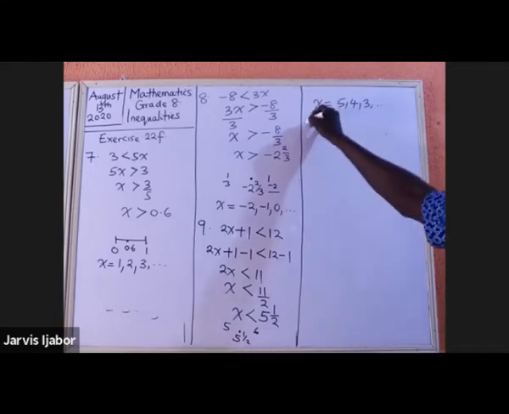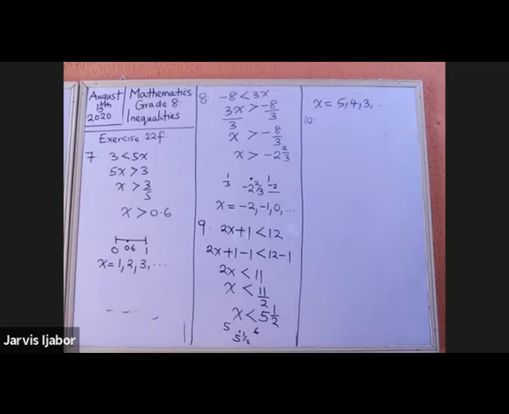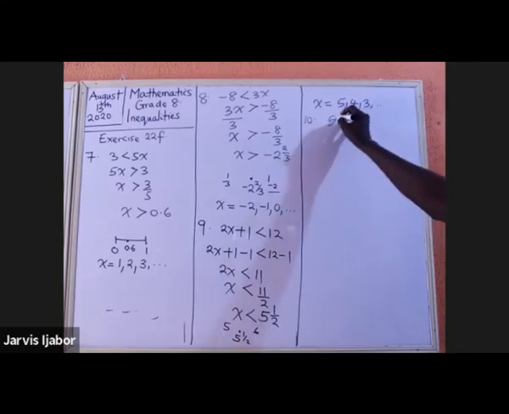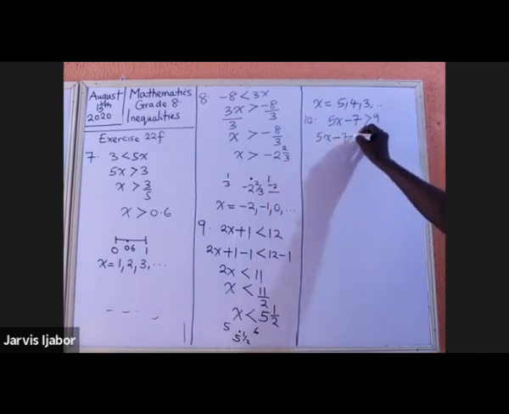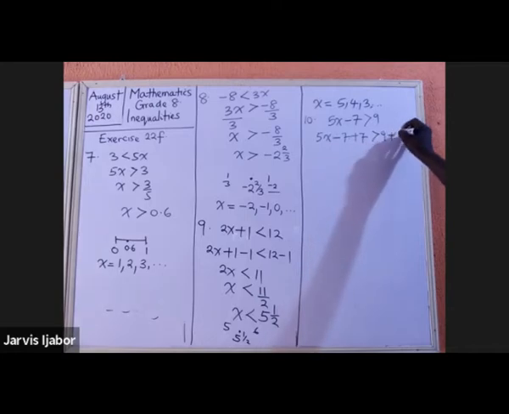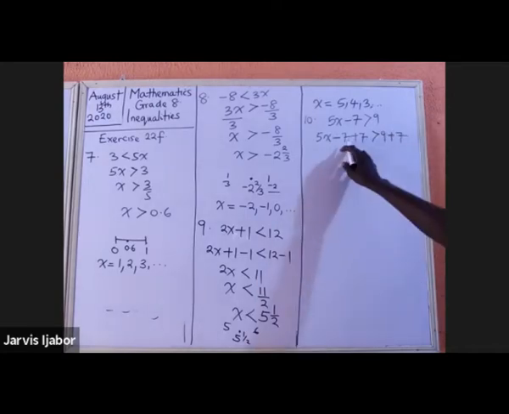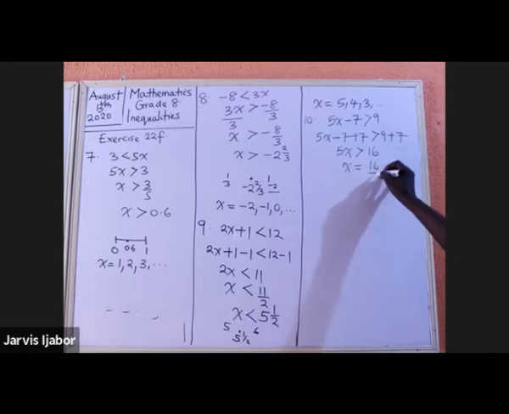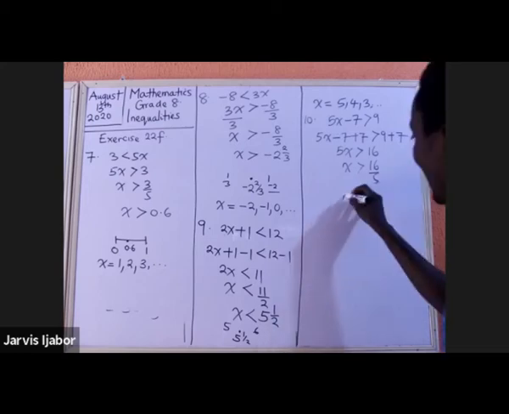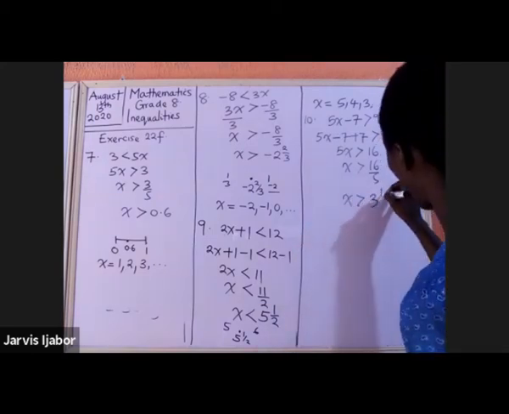In question 10, let's look at 10. 5x minus 7 is greater than 9, meaning that 5x minus 7 plus 7 is greater than 9 plus 7. Remember why we're adding 7? We want to eliminate this 7 here. So 5x will now be greater than 16, and x will be greater than 16 over 5. Now look at this. What this means is that x is greater than 3 whole number 1 over 5.